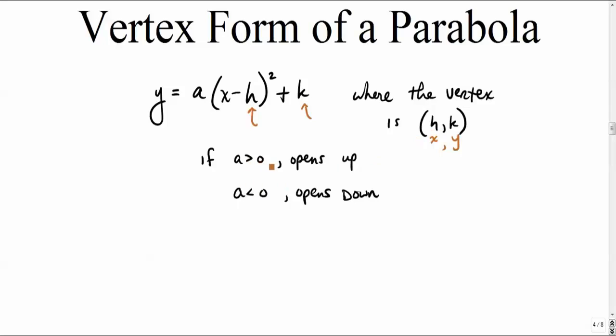And if a is greater than 0, then the parabola opens up. If a is less than 0, the parabola opens down. So this is when the parabola has a vertical axis. It's up and down.